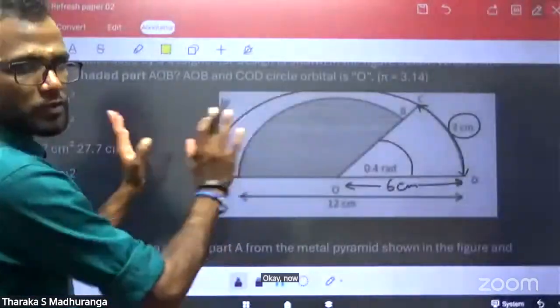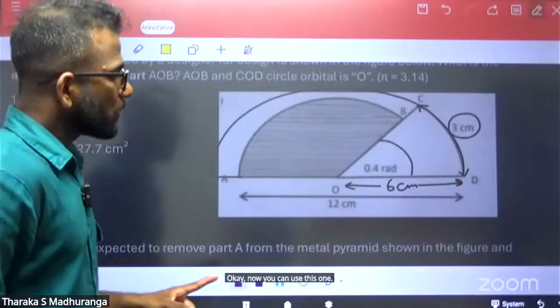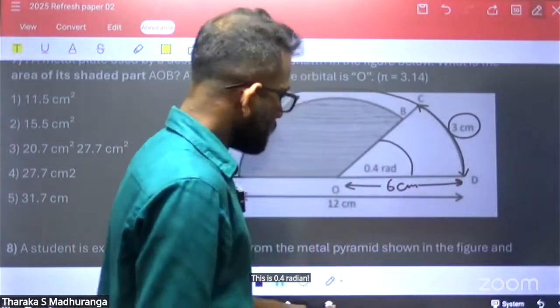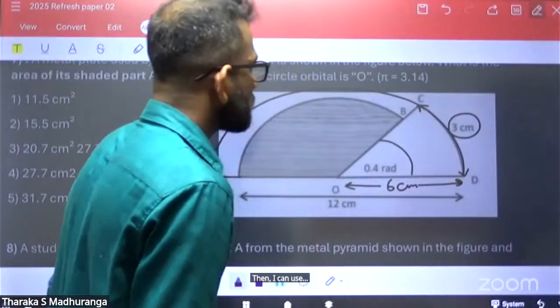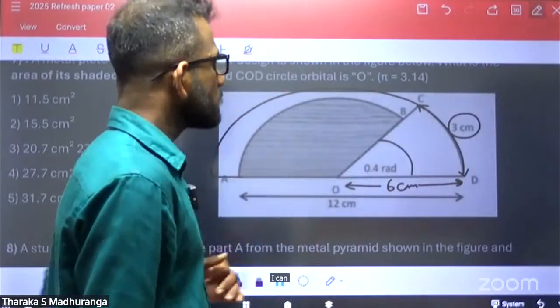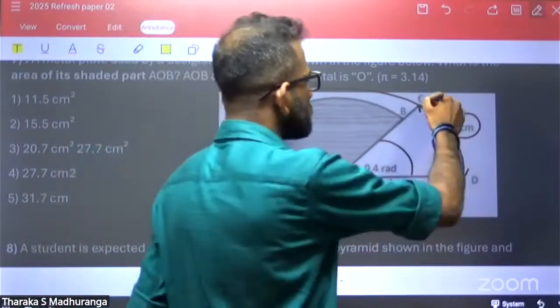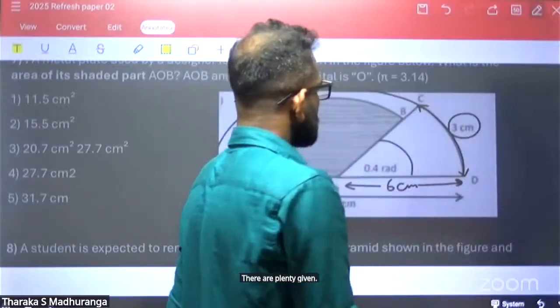Okay, now you can use this one. Okay, now this is 0.4 radian. Then I can use the arc length, which is given.